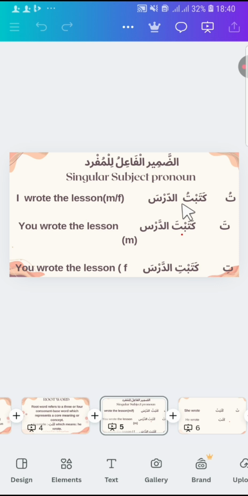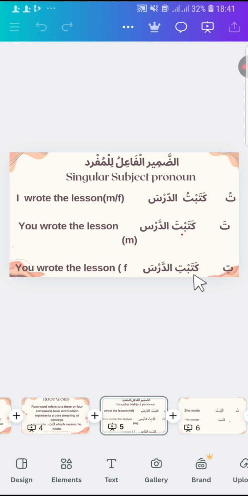Then we have ta with fatha, which refers to the second person masculine, referring to a male, and we say katabta darsa, you wrote the lesson. It's for a male. And we have ti, which refers to the second person feminine. It's for a female. For example, katabti darsa, you wrote the lesson. Katabti.